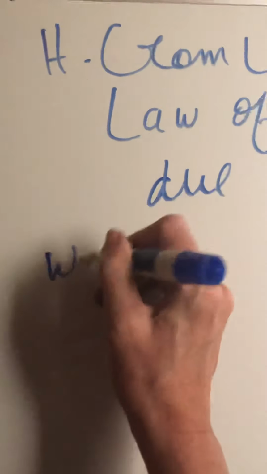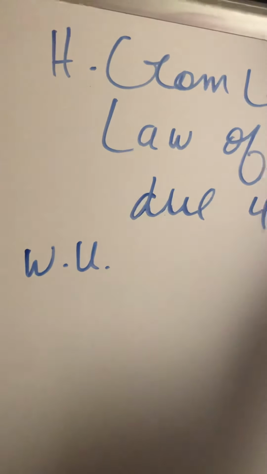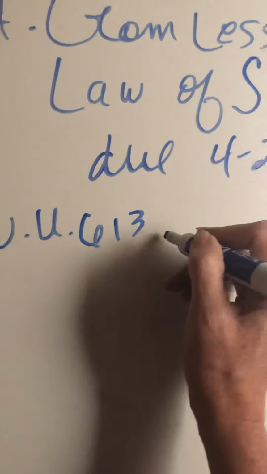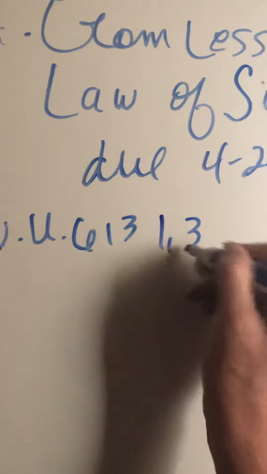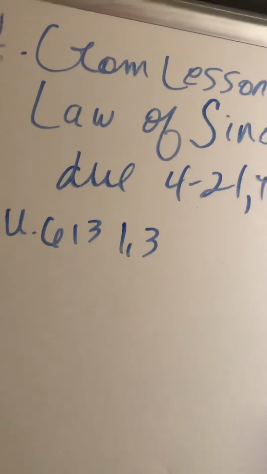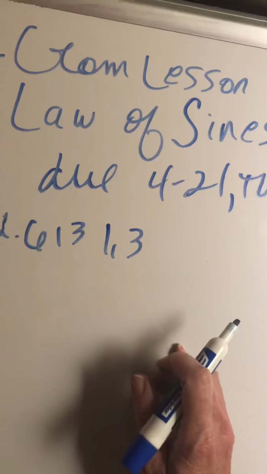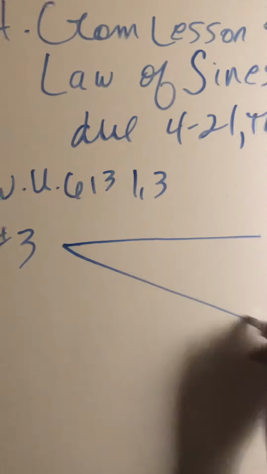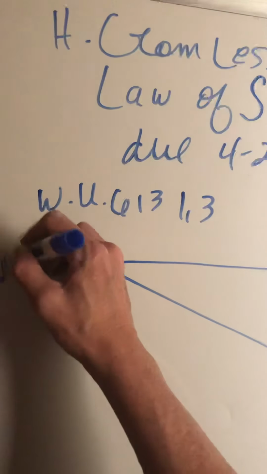Okay, so you're going to do the warm-up, which is on page 613. You're only going to do 1 and 3. Number 3 on the warm-up as a setup, it says a pilot looks out of a plane and sees a lake. She calculates the angle of depression. Remember, angle of depression is sky down. Now this is warm-up number 3.